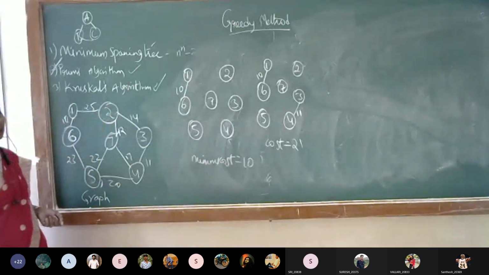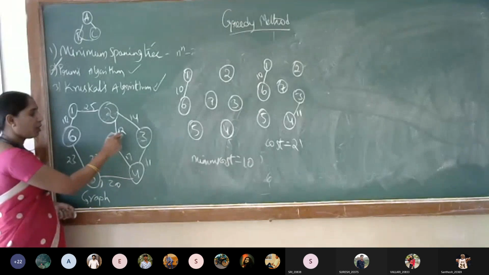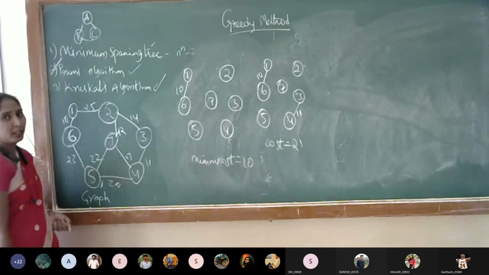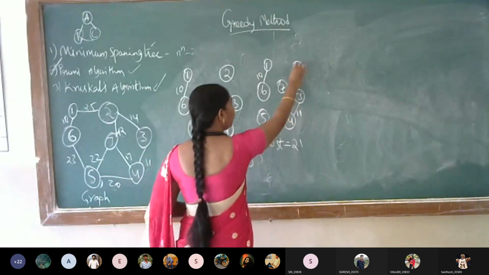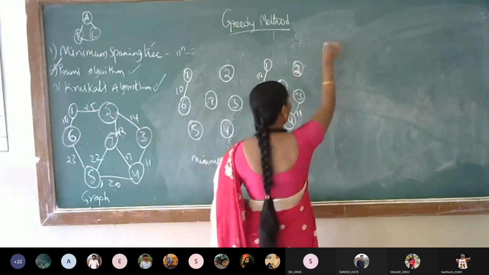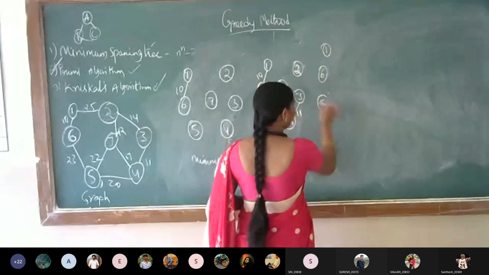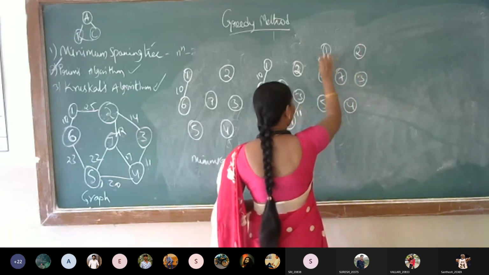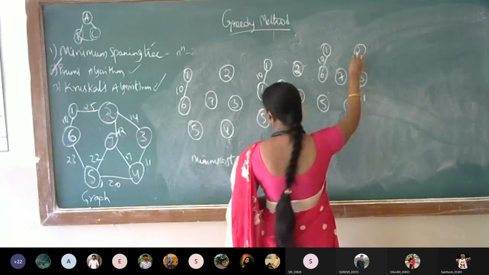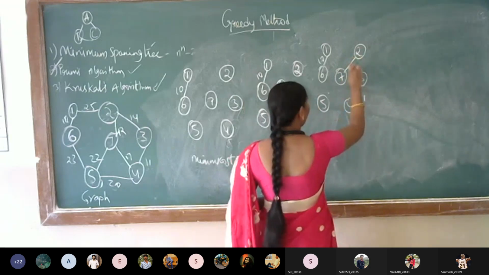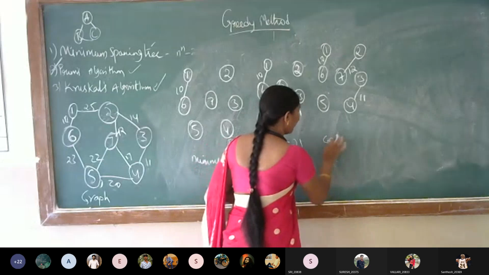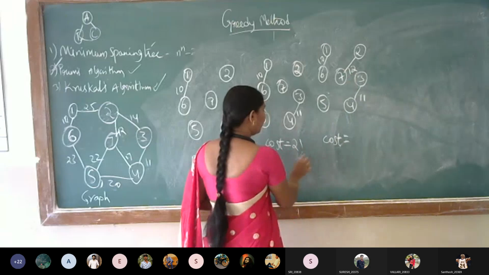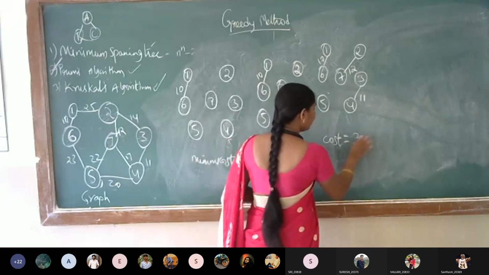Next I need to search for the next minimum cost. The next minimum cost I am having is 12. That minimum cost is existing between 2 and 7. So I need to draw an edge between 2 and 7. So I need to draw the next graph: 4, 3, 2, 7. So 10, 11 and 2 to 7 is 12. Okay, so now the cost is 21 plus 12, which means I'll be getting the cost as 33.